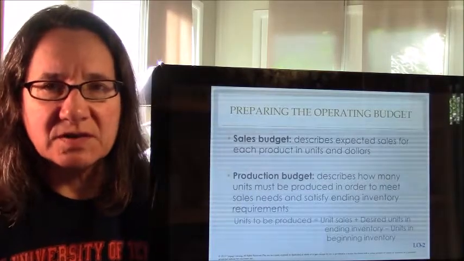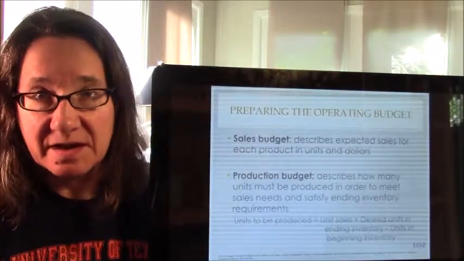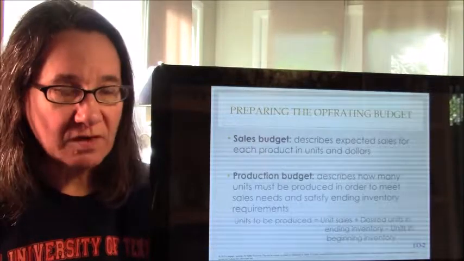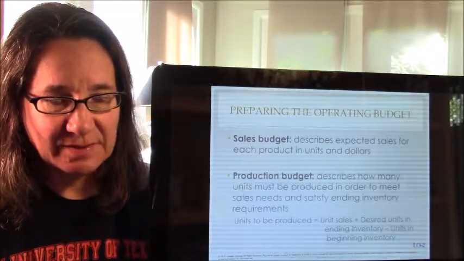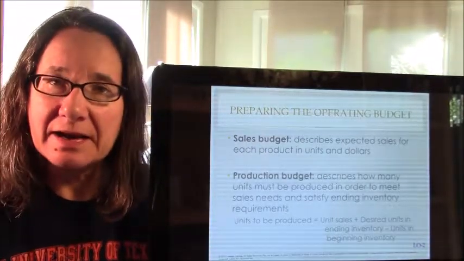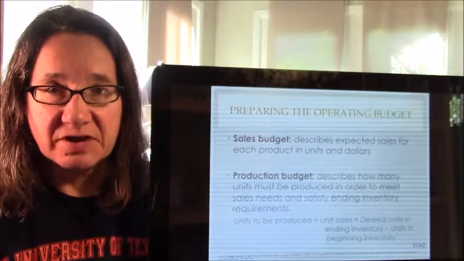So we're going through the parts of the master budget, except not the cash budget. So the first thing is the sales budget. You have to have a place to start, so you figure out how many units you're going to sell.